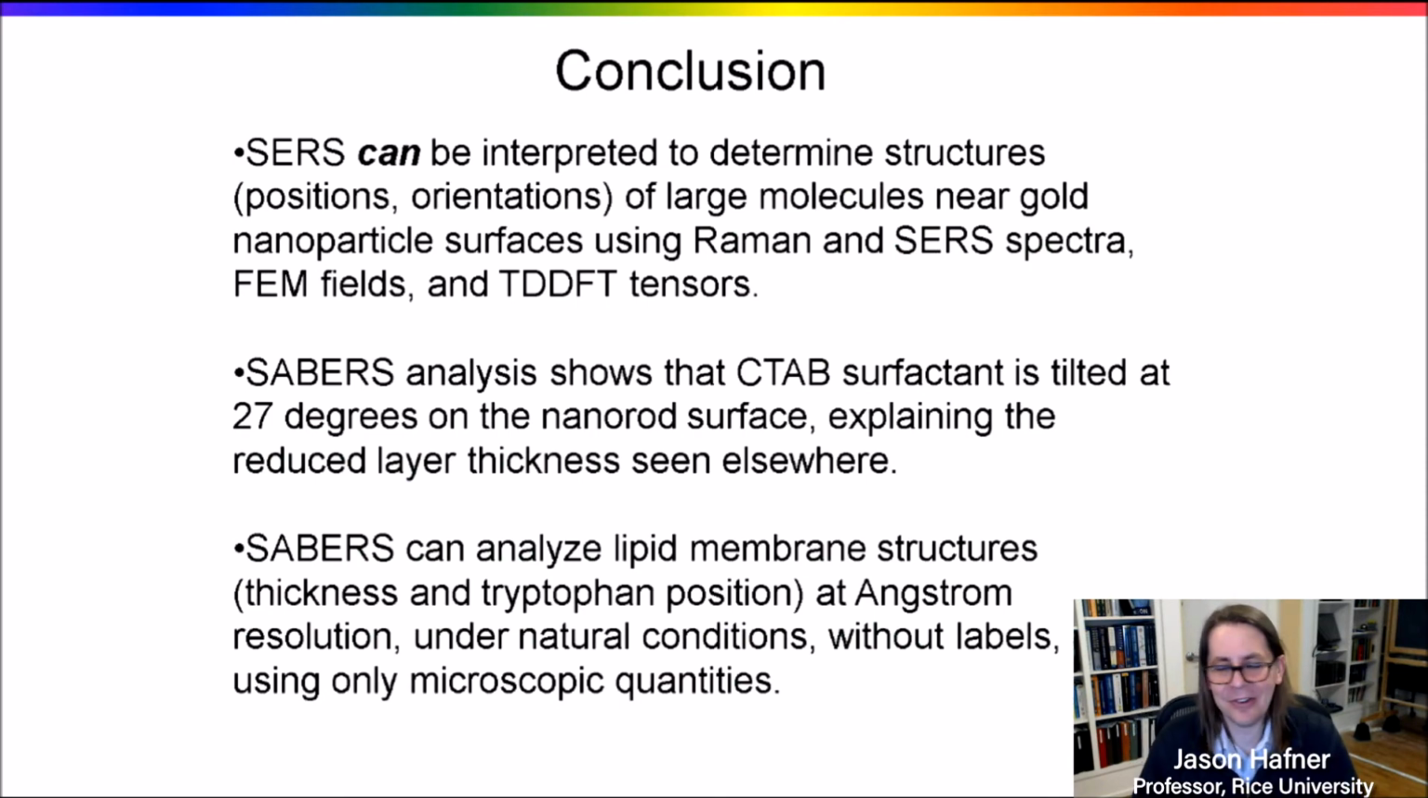My conclusions are just that you can interpret SERS. You can't interpret every peak, but if you use DFT, you can pick just the right peaks and get structures out of SERS. The two conclusions I showed you: one is that the CTAB is tilted at 27 degrees, and we could see lipid membranes as well, and we got the tryptophan orientation and position.